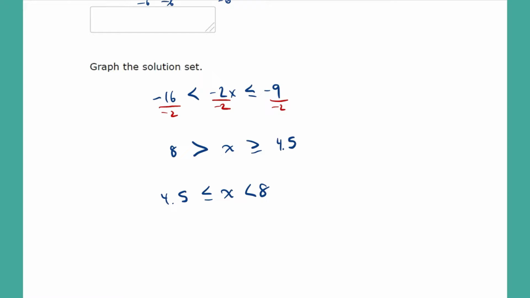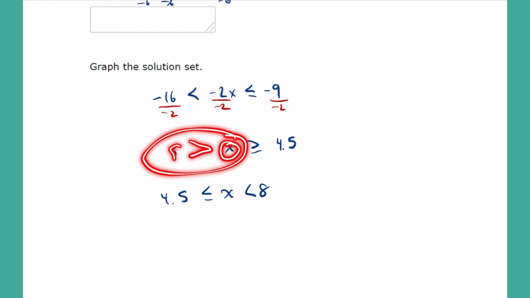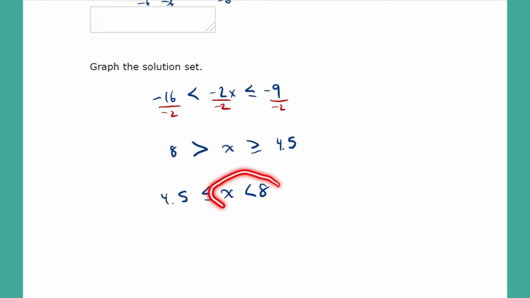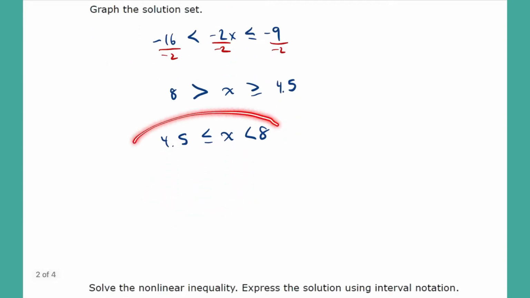So you can switch this so that if you just look at that part there, that reads as x is less than 8. So I'm just rewriting it, but on the other side. And then same thing, this reads x is greater than 4.5, so I rewrote it this way. It's just a little bit easier when the inequalities are both going in this direction.